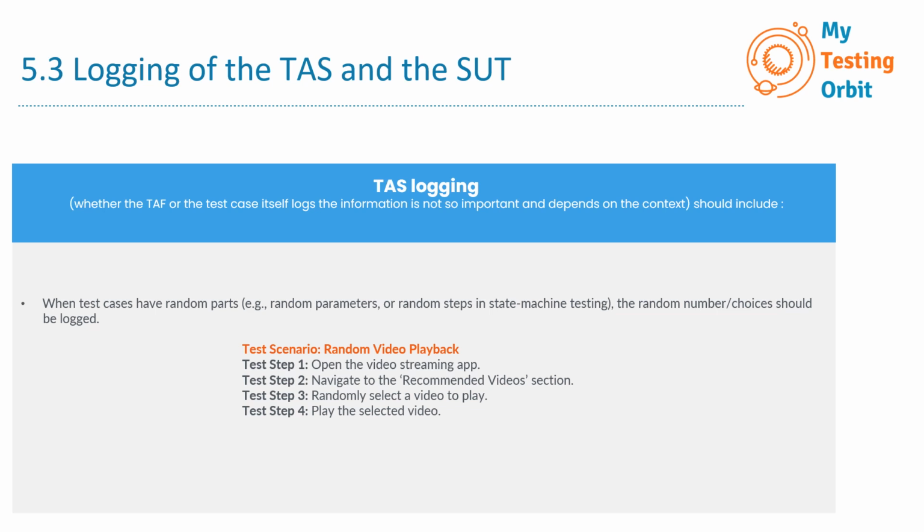So let's say you have this scenario, random video playback, and the first step would be open the video streaming app. Then the next step would be navigate to the recommended video section. Step 3, randomly select a video to play, and step 4, play the selected video. Now, when you log this test case, you would include the details of the random choice in your log like this. Test step 3, randomly select a video to play and randomly chosen video, let's say movie 123.